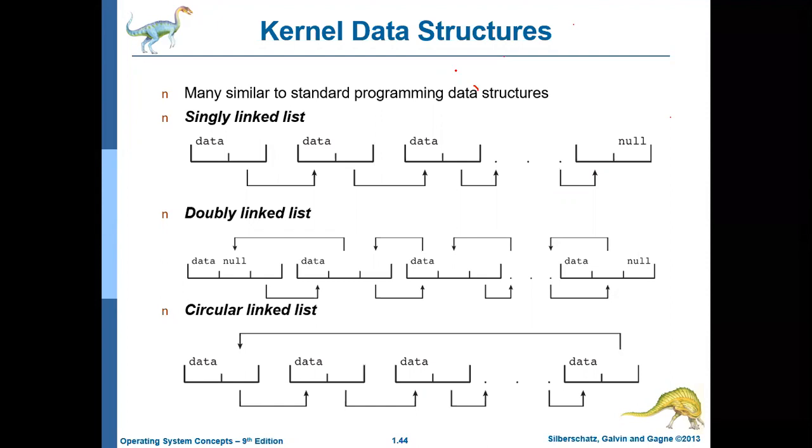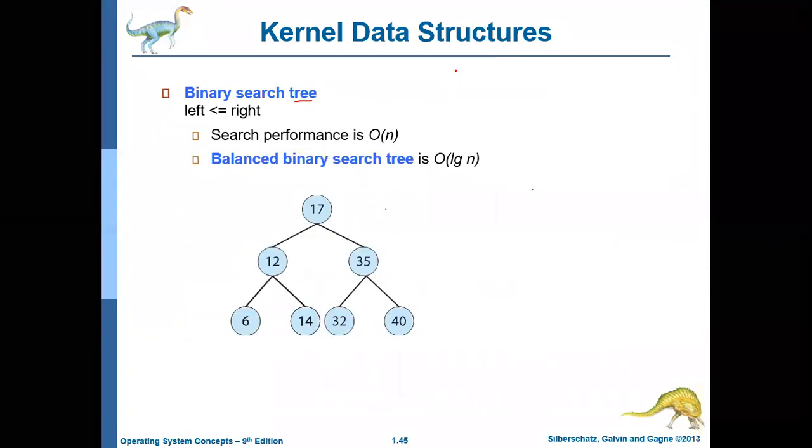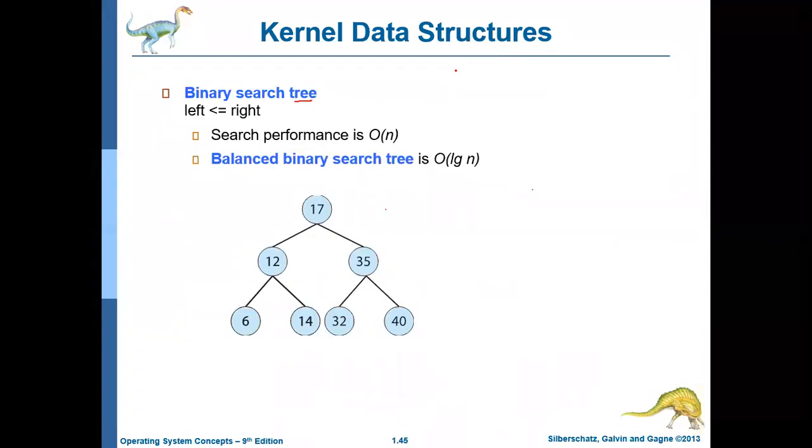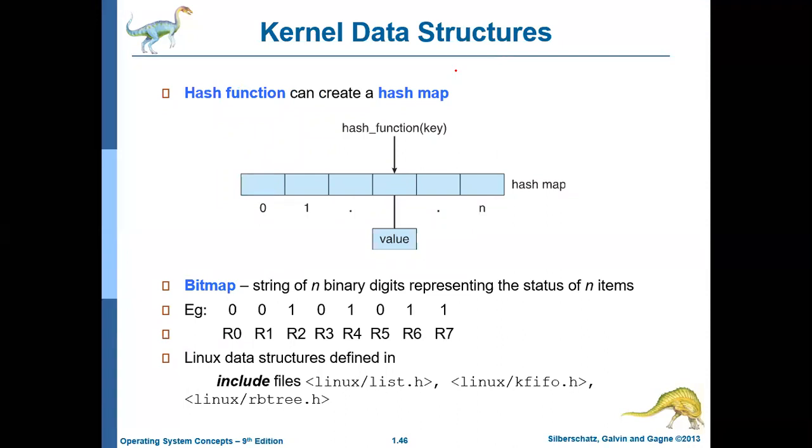Welcome. This is a continuation of the previous lecture, where we are discussing kernel data structures. In the last lecture we discussed arrays, linked lists, different types of linked lists, stacks, queues, binary tree, binary search tree, and balanced binary search tree. In this lecture we will be discussing some more data structures, primarily the hash function and the bitmap.